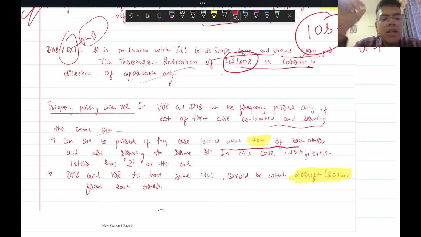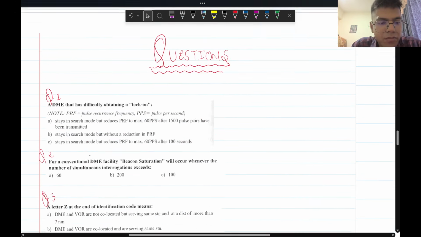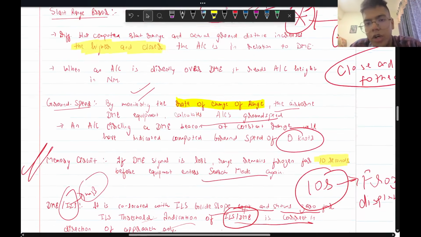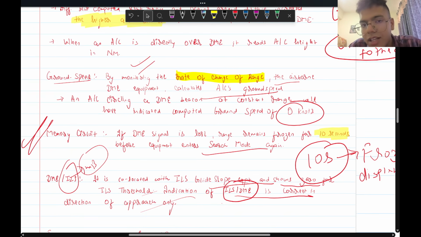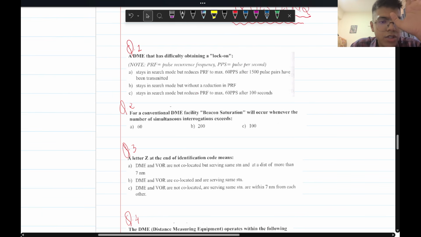Now in that case, at the end letter Z will be written, ठीक है. At the end आपका Z letter लिखा हुआ होगा. DME and VOR to have same ident should be 600 meter from each other. अगर ident आपको same रखना है तो it should be within 600 meter of each other, ठीक है. So यार this is all for the concepts and I really hope that concepts तो बिल्कुल clear हो गए होंगे. Now to test that कि कितने concept clear हुए, there are some questions and these are the important questions यार. So let's do those questions.